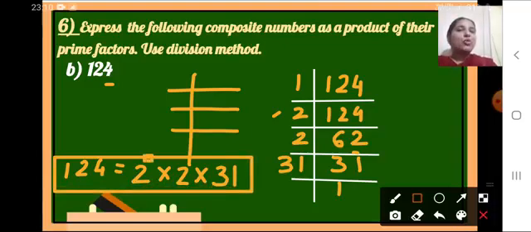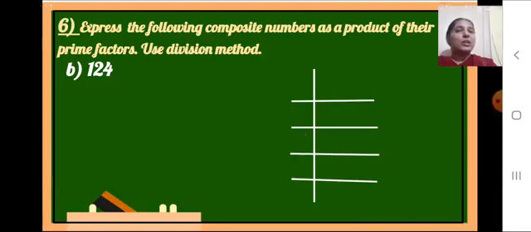Now you can see this 2 here and then 31. These are the prime numbers. And we have shown here number 124 as the product. Product means when we multiply the numbers, the result that we get is the product. So here we have shown 124 as the product of its prime factors. Okay, 2 is a prime number, then 31 is also a prime number. Okay. Now in the same way, let's move to the next question.